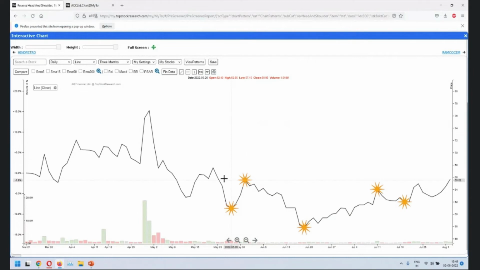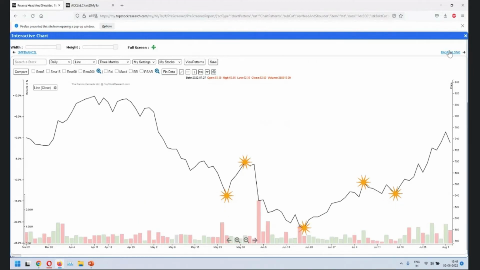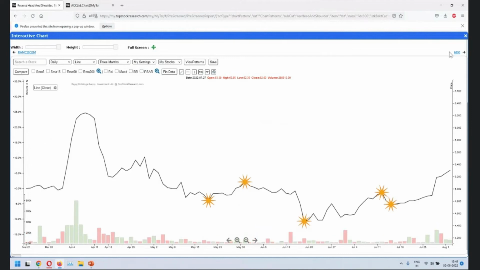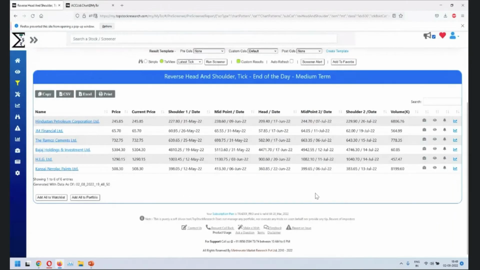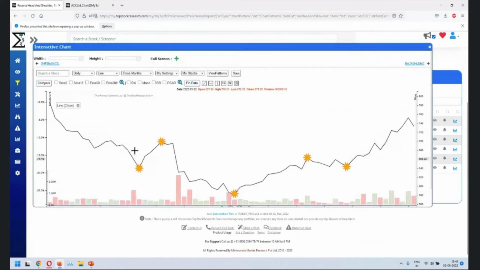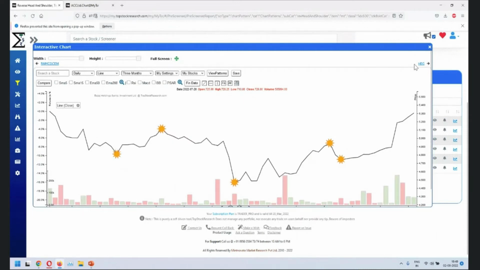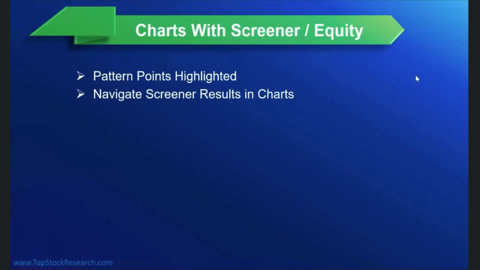We look at the other stocks, again reverse head and shoulder, pretty much textbook. Right, reverse head and shoulder. So feel free to play with the system. The point which we wanted to highlight is the points that we draw along with them, and navigating in the chart. That's the second one.